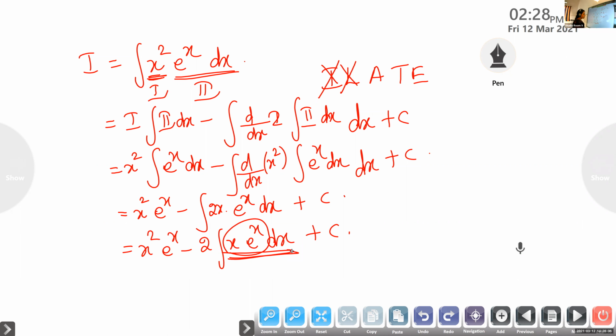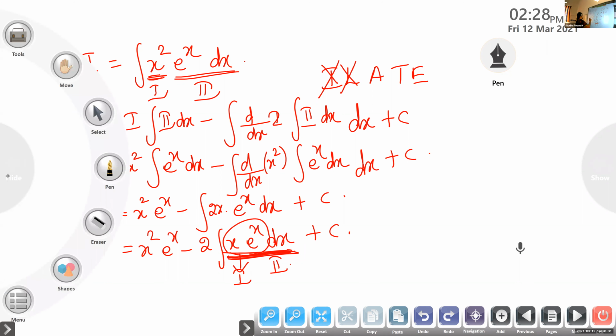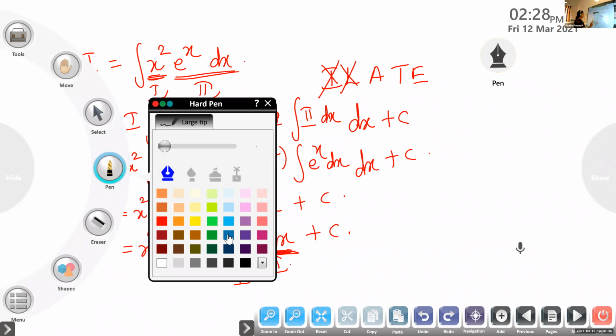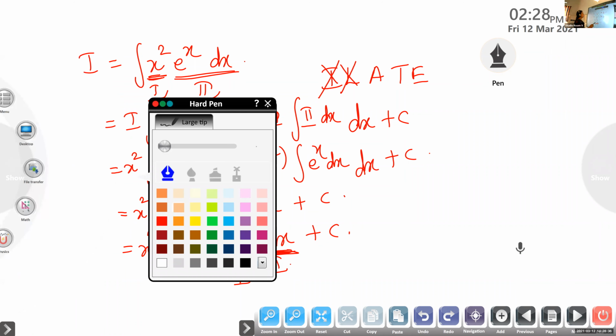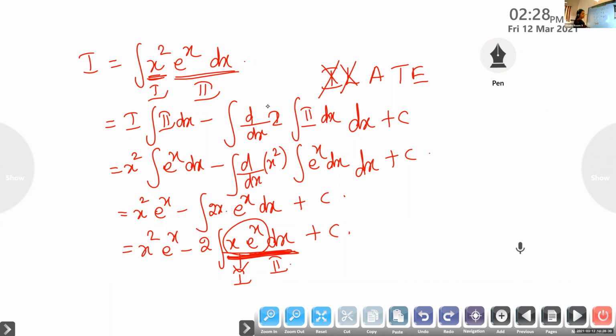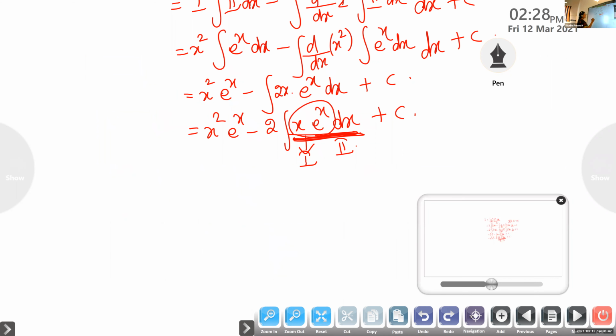parts. So once again, one more time you use integration by parts. Again, the same rule: which is the first function, which is the second function. Which one will be the first function? x is the first function. e raised to x dx is the second function. So once again, I'm going to use the first function, second function rule. Integration by parts. Is it okay, Aparna?